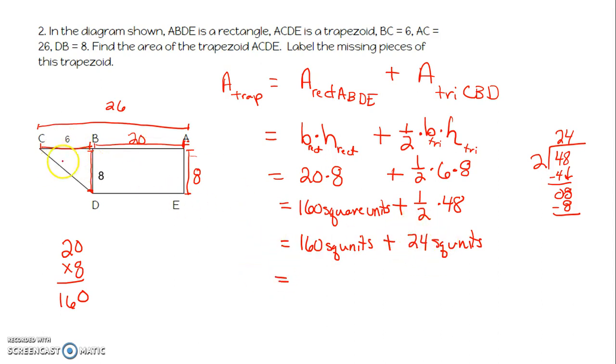So to find the area of the entire trapezoid, you'll just do your 160 plus 24. Add those up. 184 is what I was going to get, but 0 plus 4 is 4. 6 plus 2 is 8, and there's a 1. So it's 184 square units.